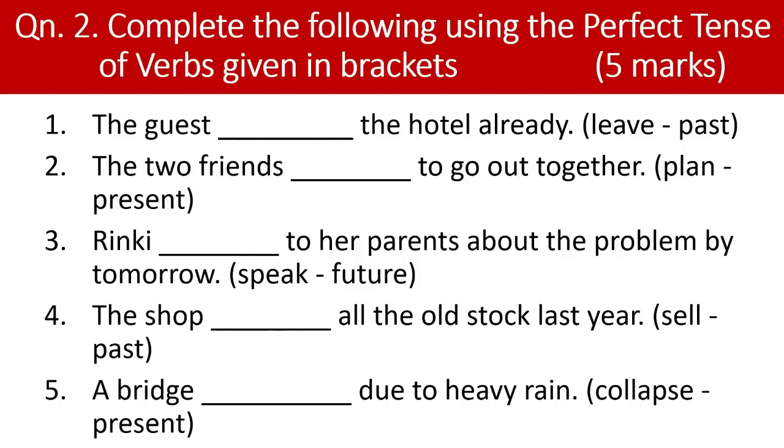Number 4. The shop, blank, all the old stock last year. The verb is sell and you have to put it in the past perfect form. Then number 5. A bridge, blank, due to heavy rain. The verb is collapse. The tense is present perfect. So look at the verbs, look at the tense form, recollect what is perfect tense and fill the blanks correctly. Let us move to the answers.